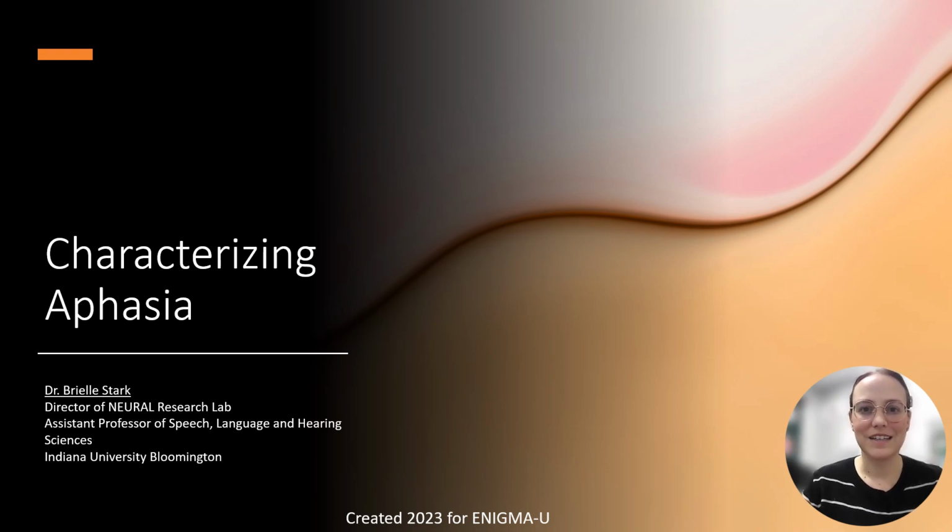Welcome back. This is the second lecture that I have created for Enigma University, and this one will talk about characterizing aphasia. If you haven't yet, please visit lecture 1, where we talk more about what is aphasia generally, what causes it, how often it occurs, and also some critical definitions related to language and communication.